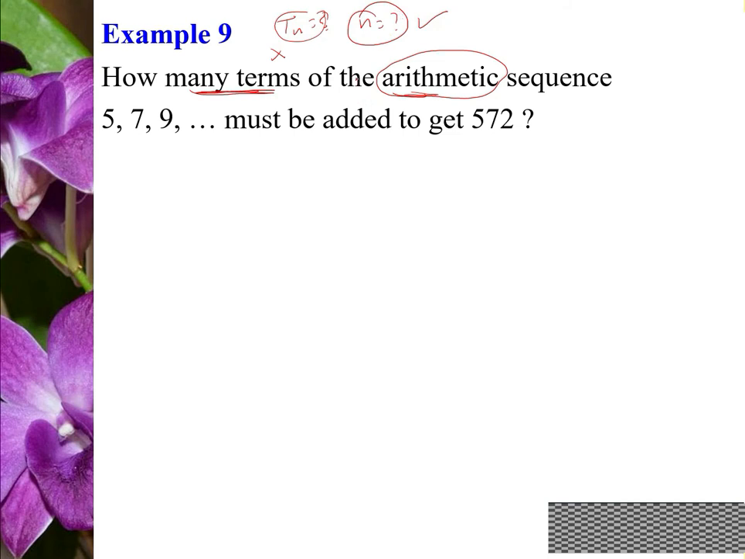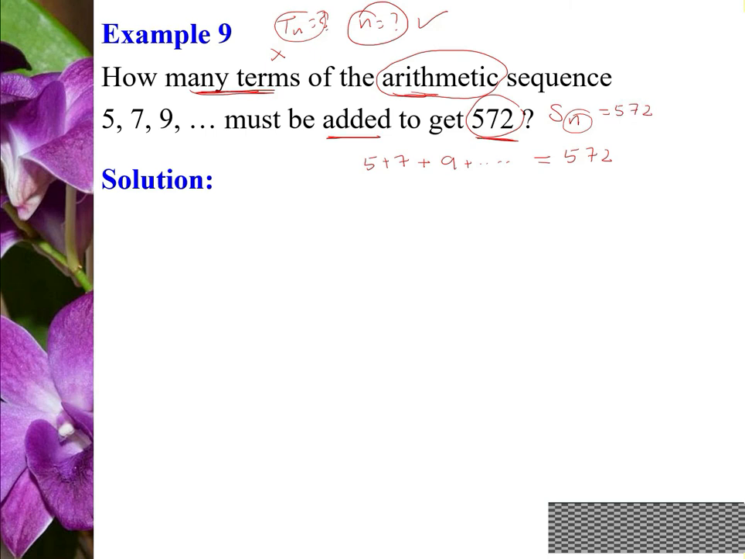Okay? Next, what is this 572? Is this the Tn or the Sn? Well, the keyword here is added. Added here means sum. So that means how many terms of the arithmetic sequence of this sequence that we have to add until we get a sum of 572. That means this value is the sum, not the term. But the sum of what term? The sum of the nth term. So this is the value of n that we want to find. So Sn is equal to 572.